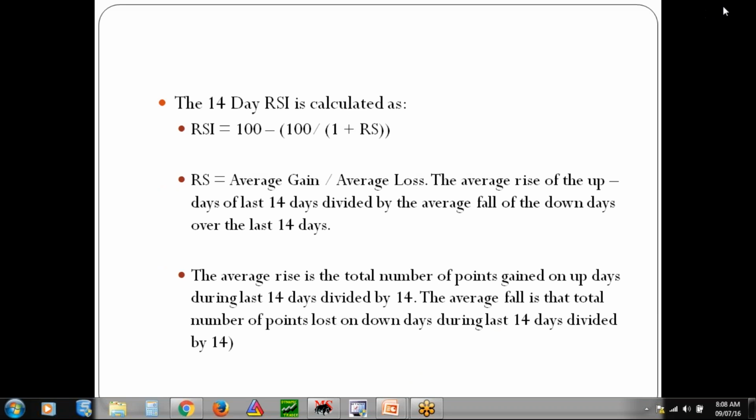So this is the formula. The RSI is 100 minus 100 divided by 1 plus RS, and RS is the relative strength, that is the average gain, the average rise of the up days of the last 14 days, divided by the average fall of the last 14 days. And we put this RS into this formula, and the RSI for today is derived.